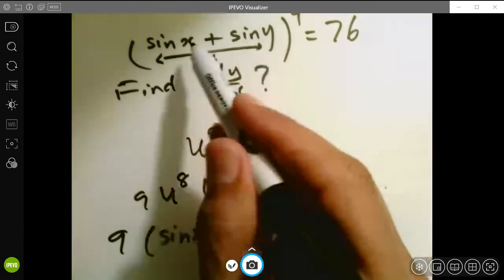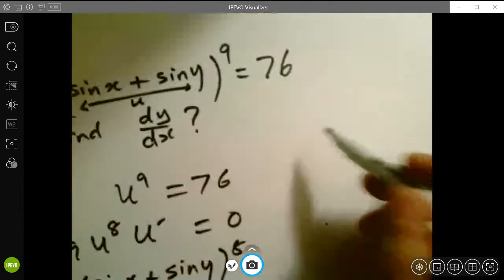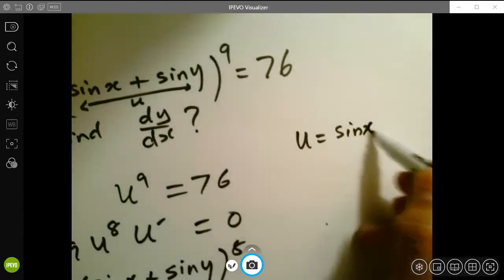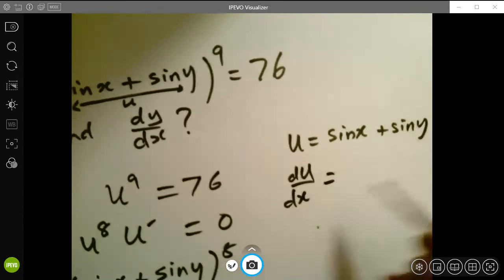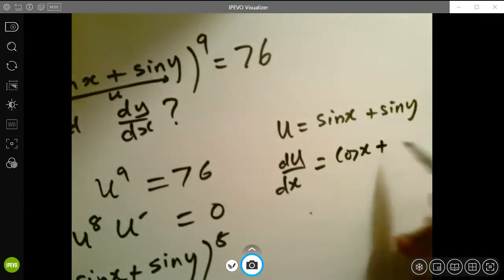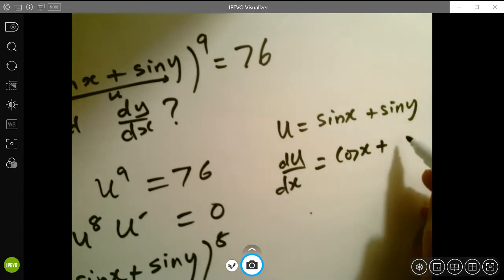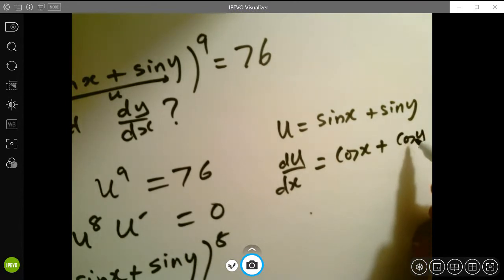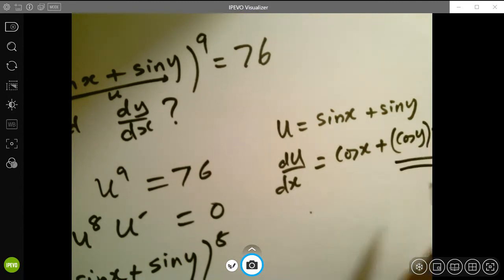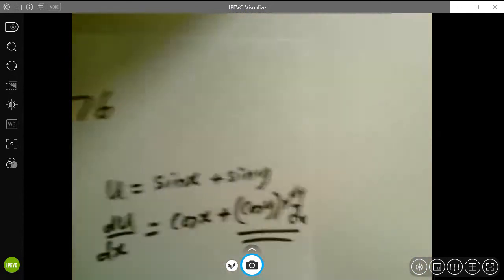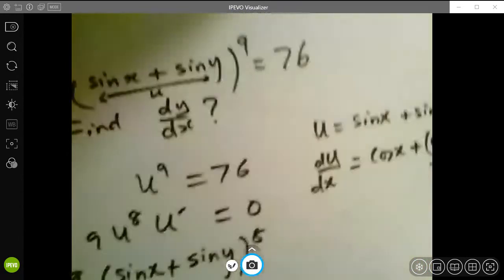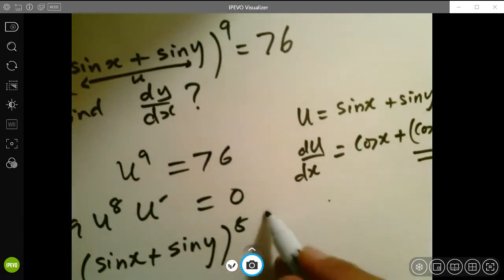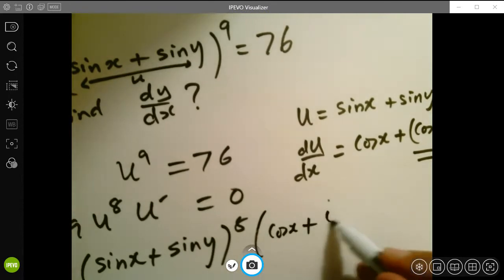Now I need to derive u with respect to x. Where is u? This is cosine of x plus, what is this one? Cosine of y times dy over dx. So you have to use the chain rule here. Don't forget the chain rule. So now we will get times cosine of x plus cosine of y.